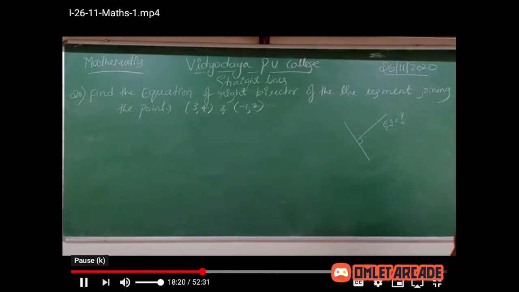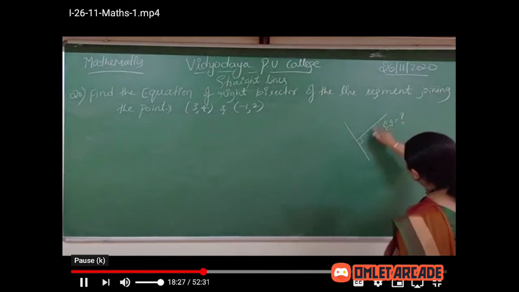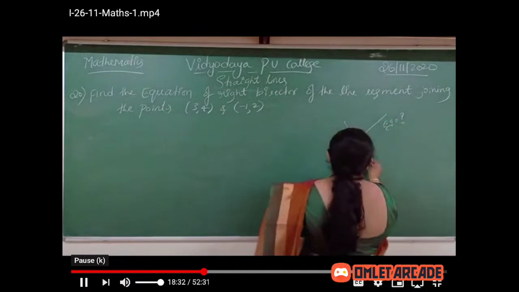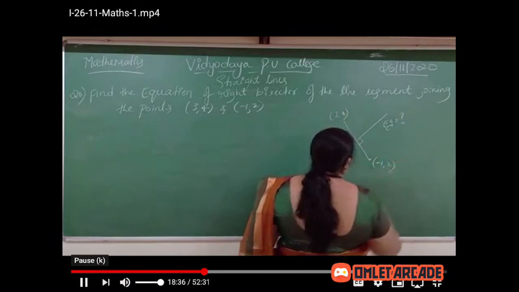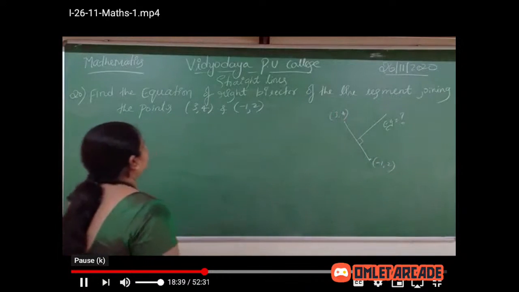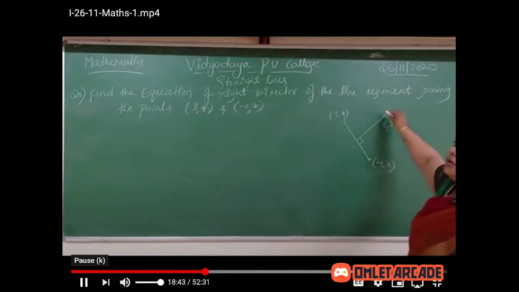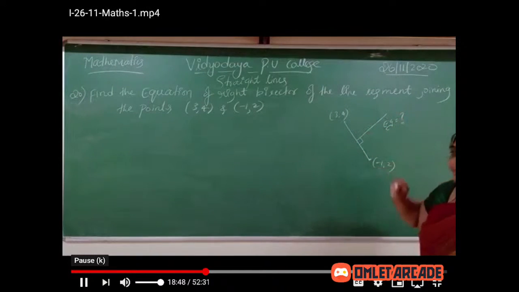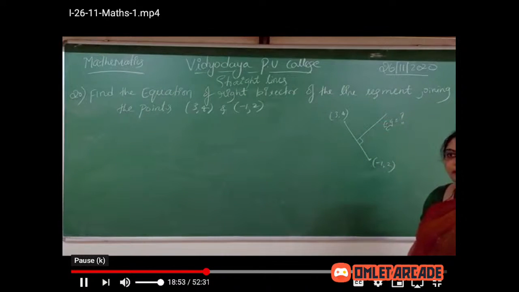Equation of this I have to find. We are finding the equation of the right bisector of the line segment joining the points. What is the line segment, students? Joining the points (3, 4) and (-1, 2). Is it clear? You are finding the equation of this line. This is actually a right bisector for the line segment joining (3, 4) and (-1, 2). So you need to find the equation of this right bisector.